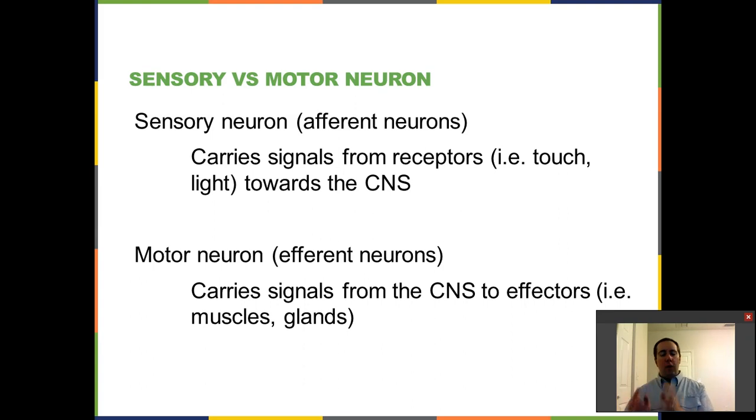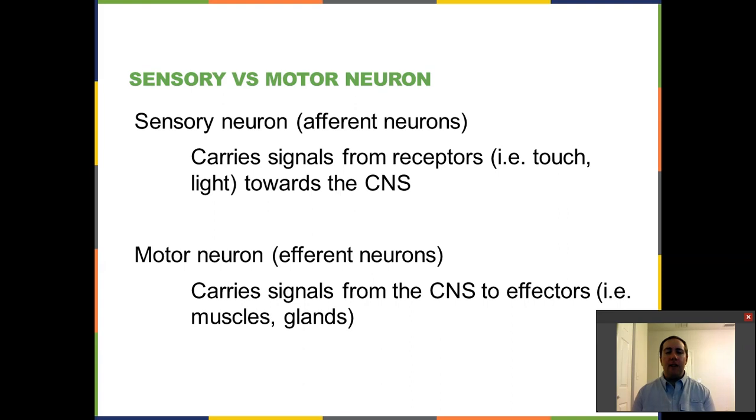Remember, the peripheral nervous system had the sensory portion and the motor portion. The sensory portion takes signals from the periphery, the outside of our body, and sends them towards our central nervous system. All of the neurons in that system carrying information into the central nervous system are called sensory neurons. Neurons that carry signals away from the central nervous system are called motor neurons.